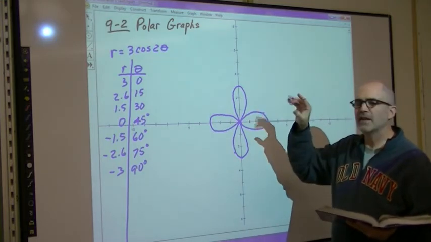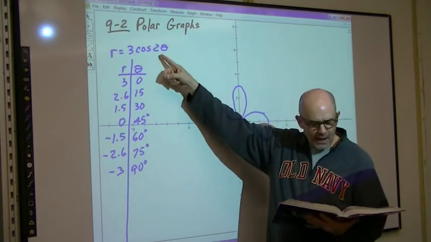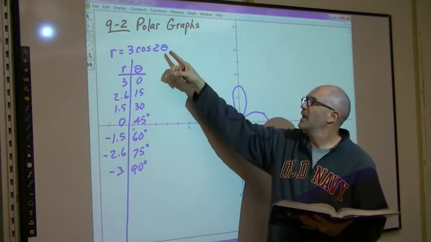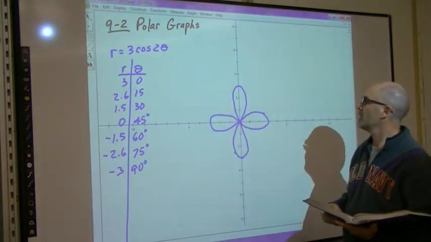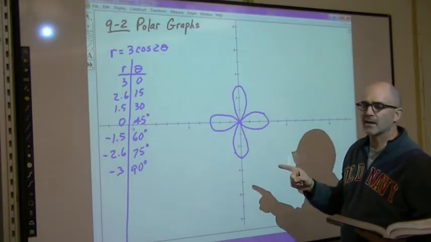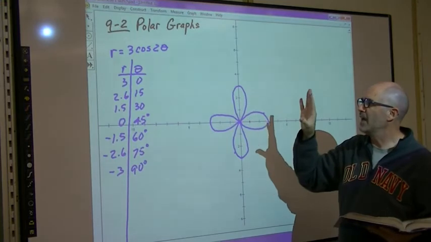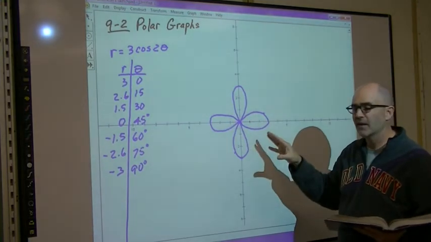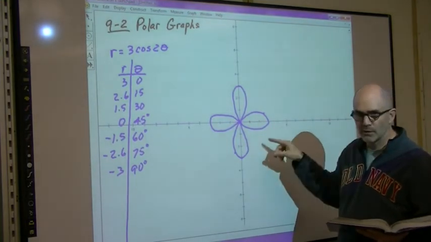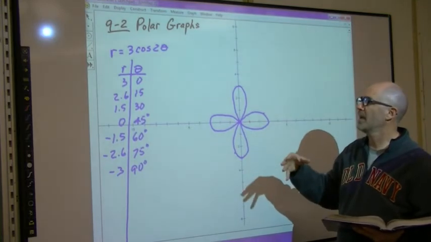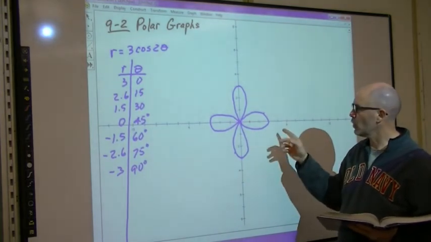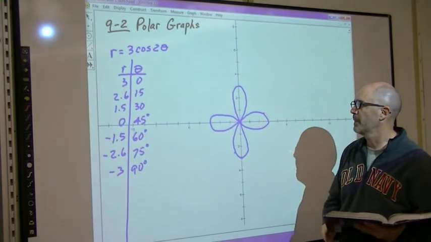So if the n number here is even, then it's always going to be 2 times that number. So notice we have a 2 here, so that means we're going to have 4 petals. If I had 3 cosine 4 theta, then we would have 8 petals. 3 cosine 8 theta would give me 16 petals.